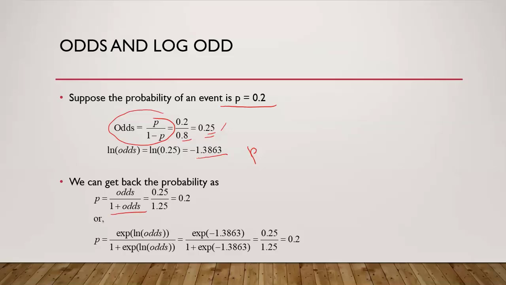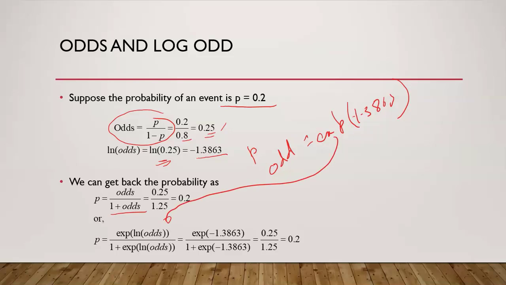We can also obtain the same thing by using this equation. Again, notice that if log odds are minus 1.3863, then odds are exponential of minus 1.3863. So we can then plug this in this equation and we will again get a value of 0.2. So logistic regression is essentially estimating the log odds of an event as a function of the various independent variables.